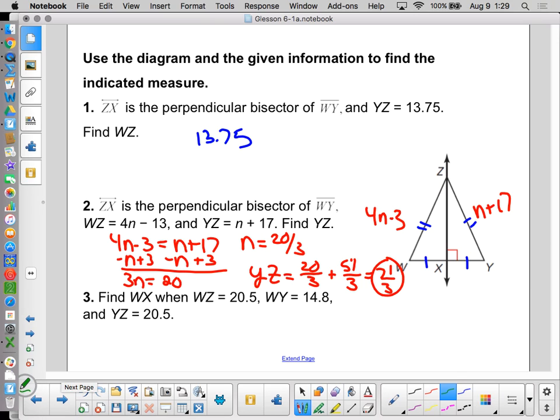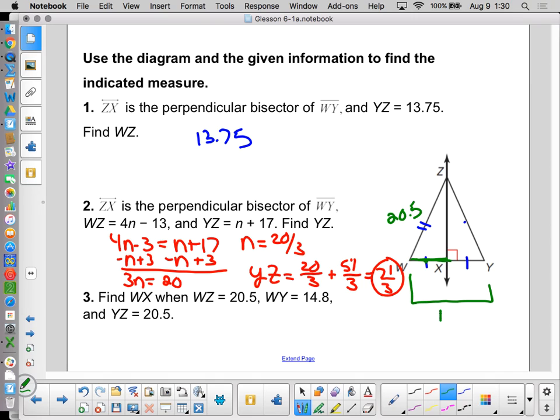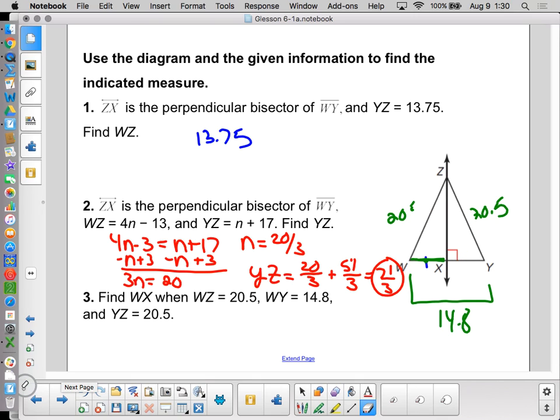Third one, find WX when WZ equals 20.5. So WZ is 20.5. I need to find WX. This is what I'm looking for this time. WY is 14.8, and YZ is 20.5. Now notice we weren't given that it's a perpendicular bisector this time. This is the only information we're given.